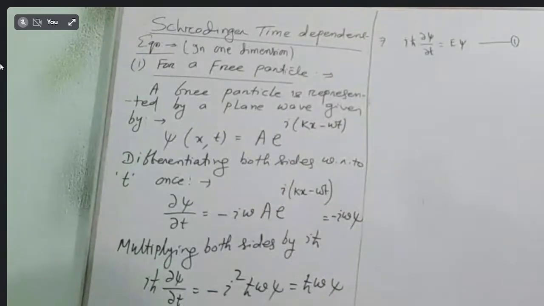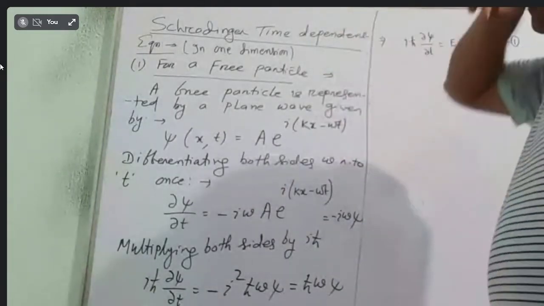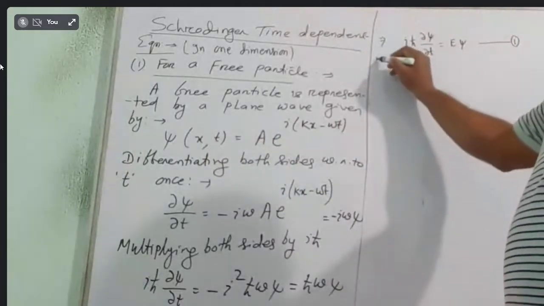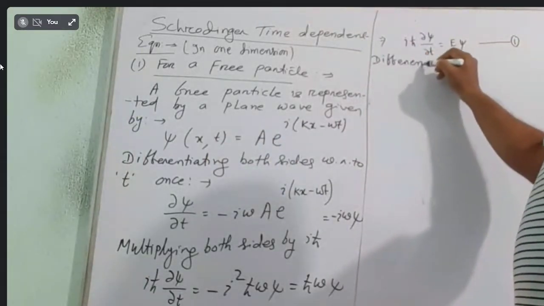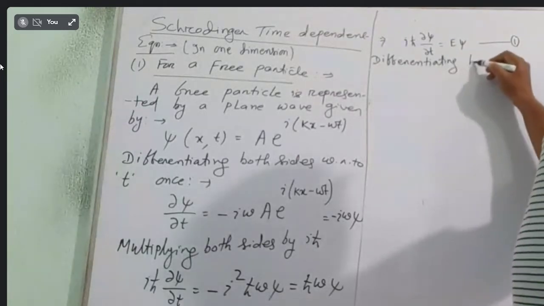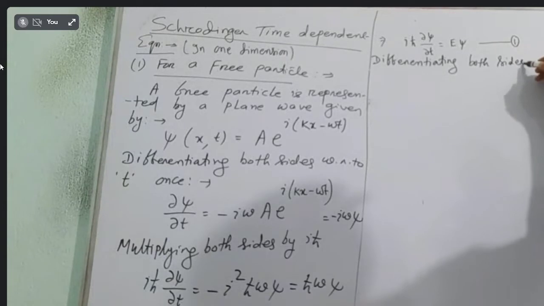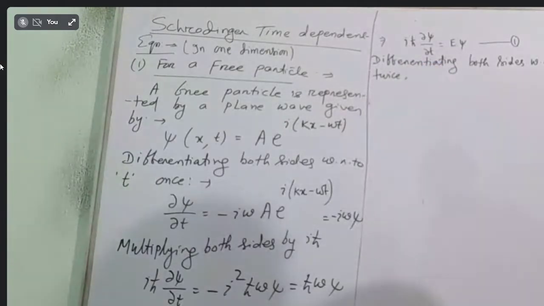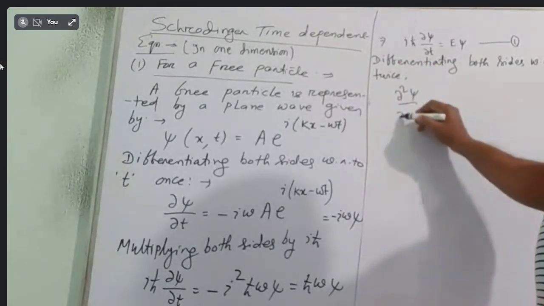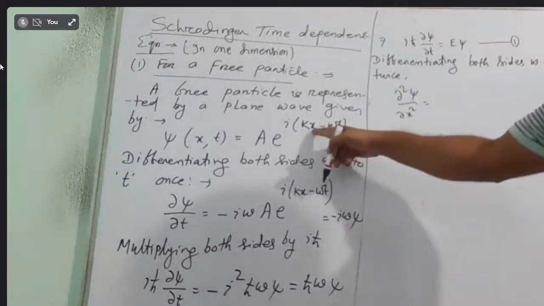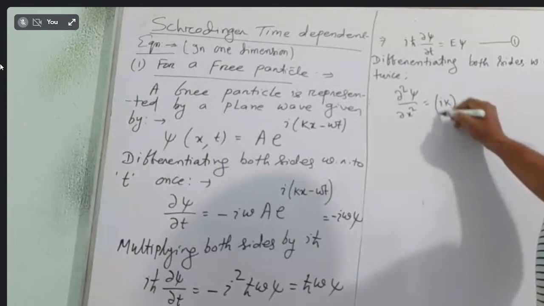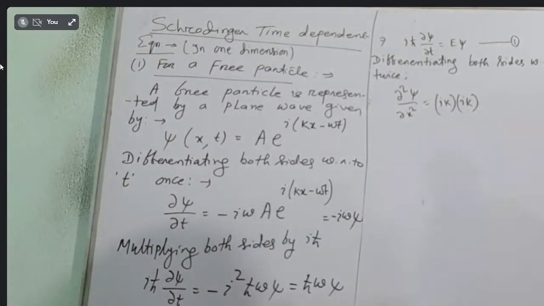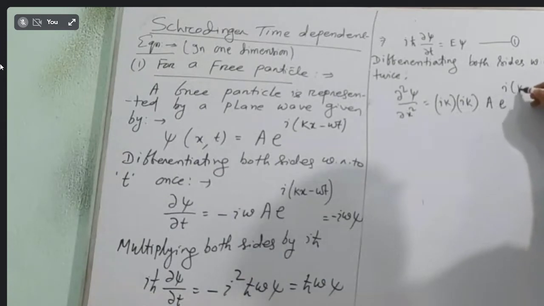You differentiated this once with time, so you got this. Now differentiate it twice with x. Differentiating both sides with respect to x, but twice. So del square psi by del x square: since you are taking the derivative with x twice, i will come twice, and then it will be A e to the power i(kx minus omega t), and this is equal to psi. So i square k square psi.